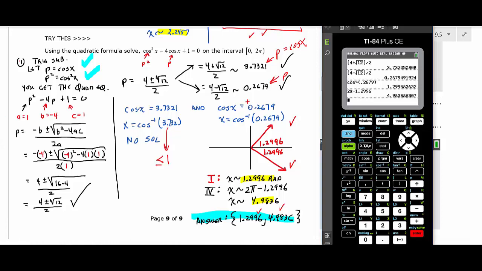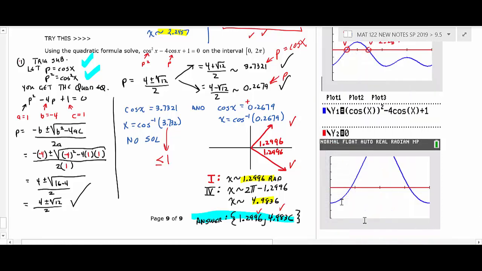As far as doing this on the calculator, you would put in y1, you would enter this way. Y2 is 0 if you want to do that. All that does is highlight the x-axis. And then if you trace these two solutions, you're going to find that this x-intercept is 1.2996. And then this solution right here is about 4.9836. You can just trace out those two solutions, and then that verifies that you have the right answers.